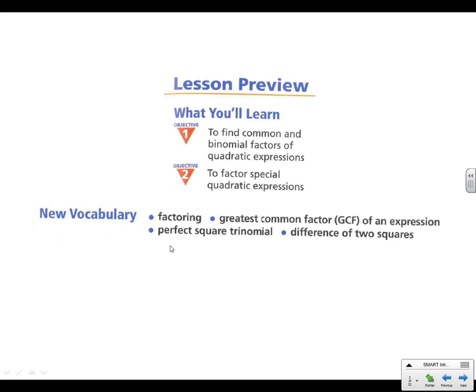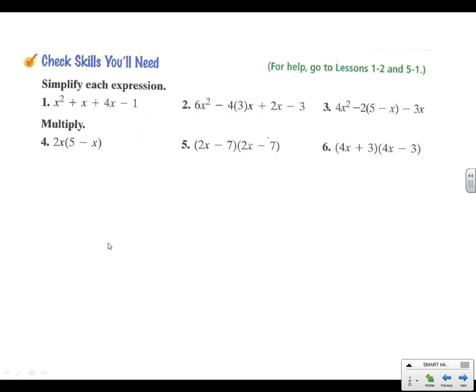A couple of phrases for our vocab to be on the lookout for: factoring, greatest common factor of an expression, perfect square trinomial, and the difference of two squares. All right, so a couple of things we'll need. Let's check our skills here.